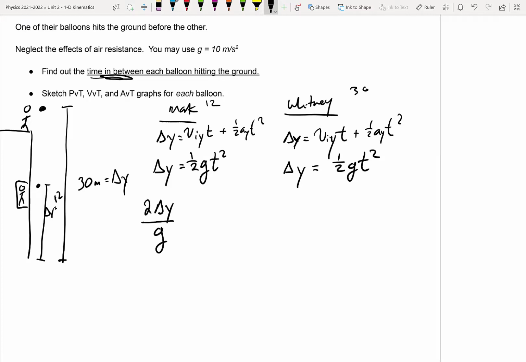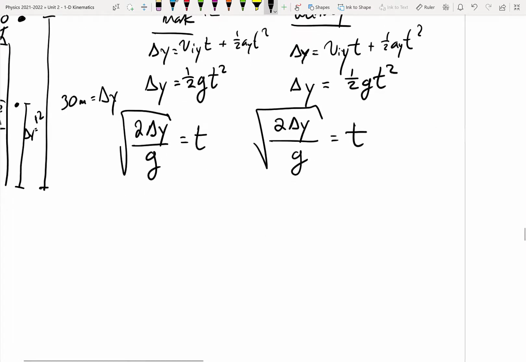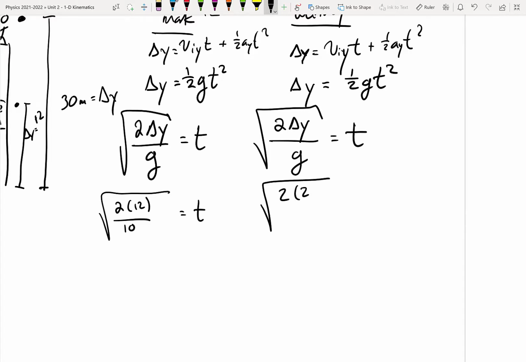I'm doing that right now in one step because, why not? Multiply by 2, divide by little g. That equals t squared, so take the square root. Okay, so see, same equation for each one. Now I just have to be careful because for Mark, I have 12, and little g we're using 10. I'm calling down the positive direction for my own convenience. If they only ever move downwards, then it's often more convenient to just call down negative.